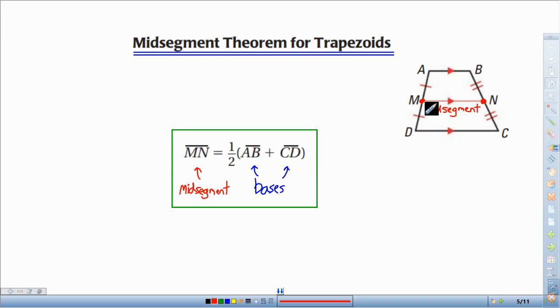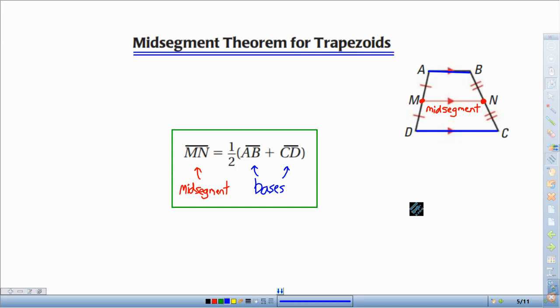Okay, but here's what we know about the length of this mid-segment. The length of the mid-segment equals 1/2 the length of the two bases added together. So just to point out, this base right here and this base right here, if I were to add those together and take 1/2 of it, I would have the length of my mid-segment. Okay, so that's the idea with these.